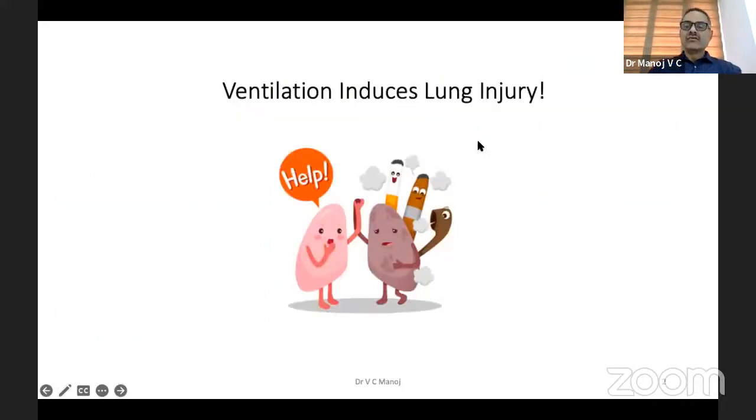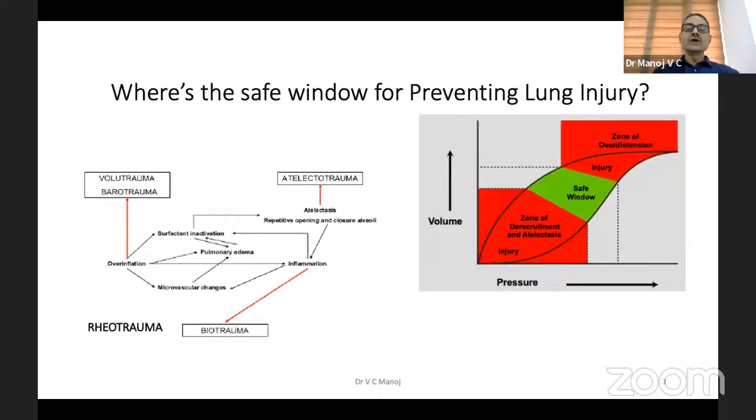Well, one thing is for sure, if you are going to put in a tube, you are going to create lung injury. So ventilation is definitely going to induce lung injury. So now the question asked is, because you cannot prevent intubating and ventilating babies, where is the safe window for preventing lung injury when you ventilate babies?